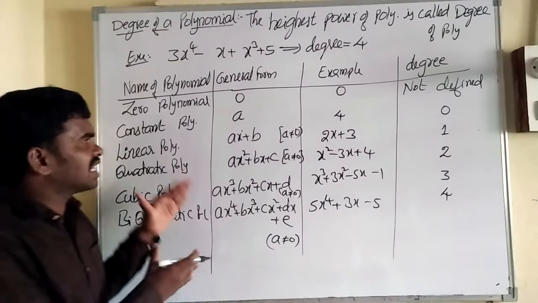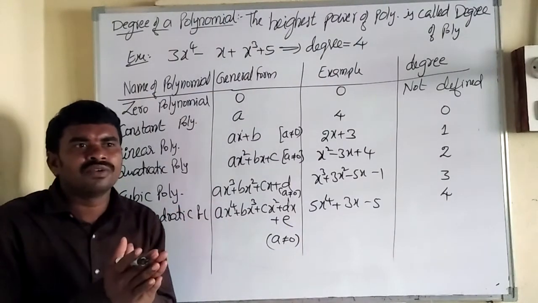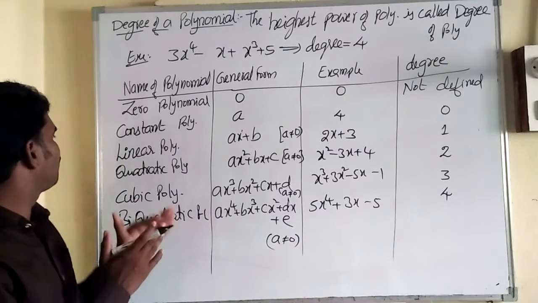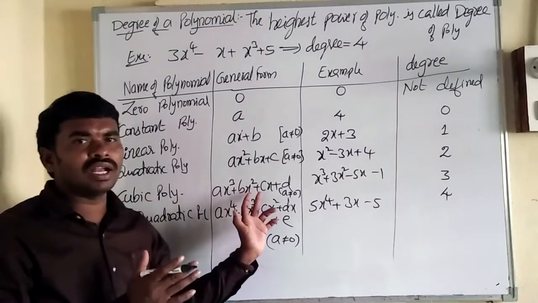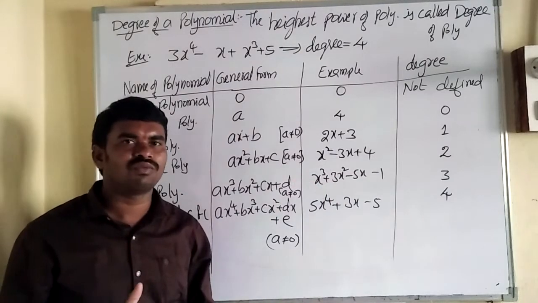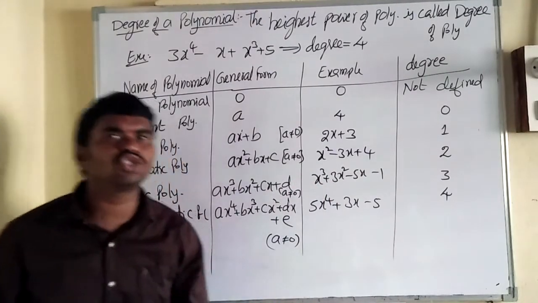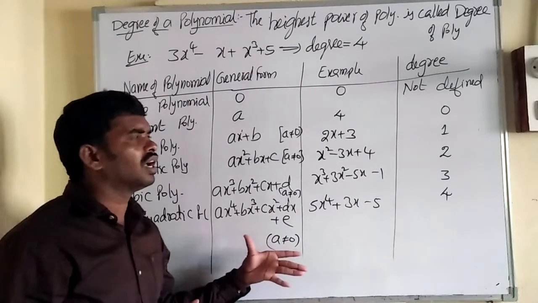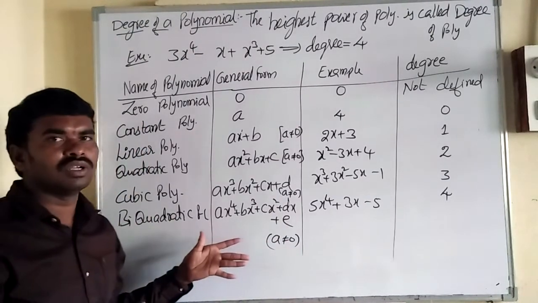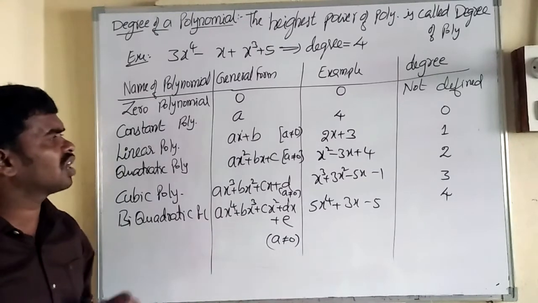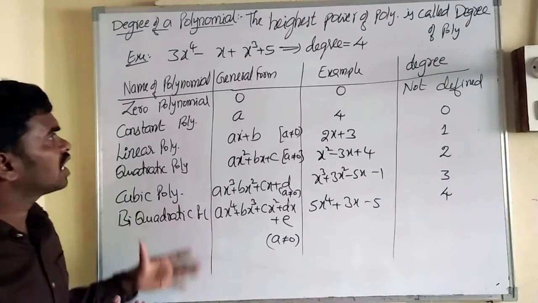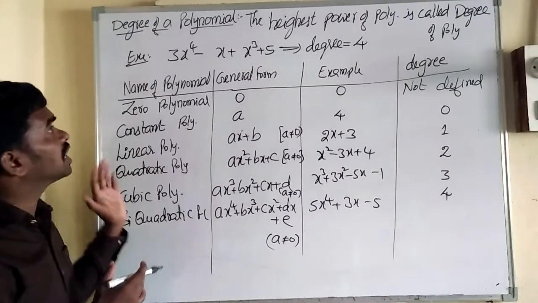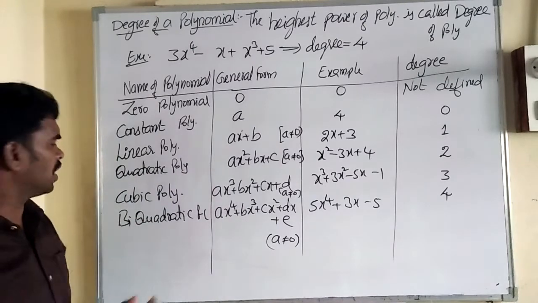Why am I giving this table? Because in the question they may ask, write the general form of a cubic polynomial and give an example. For maybe 1 mark or maybe 2 marks, the question will be asked like this. That's why if you know this table, then you can write the answer. So next, let us see what is the general form of nth degree polynomial.